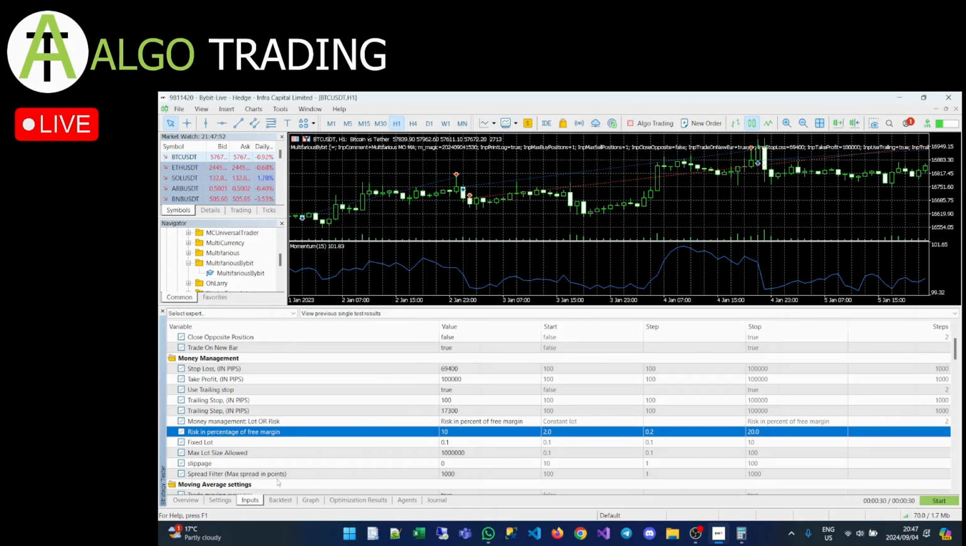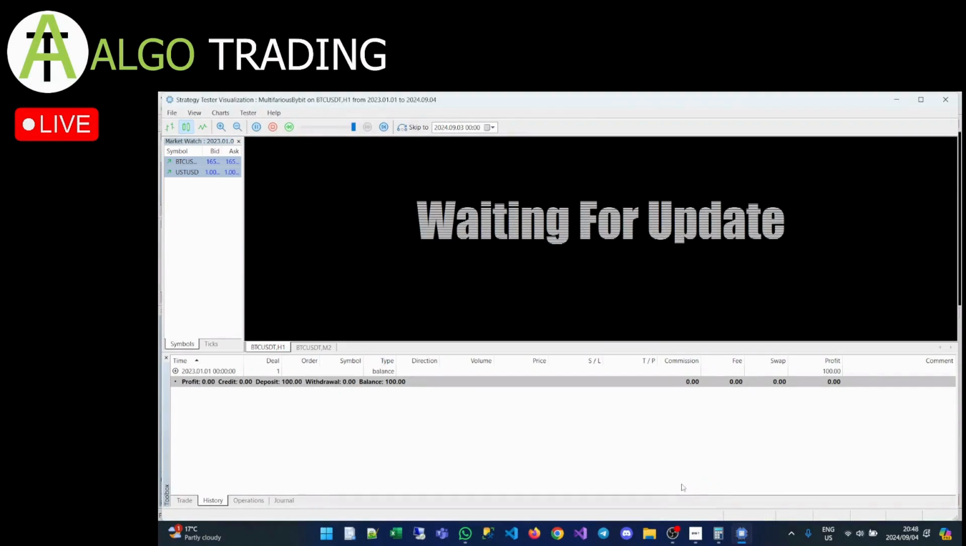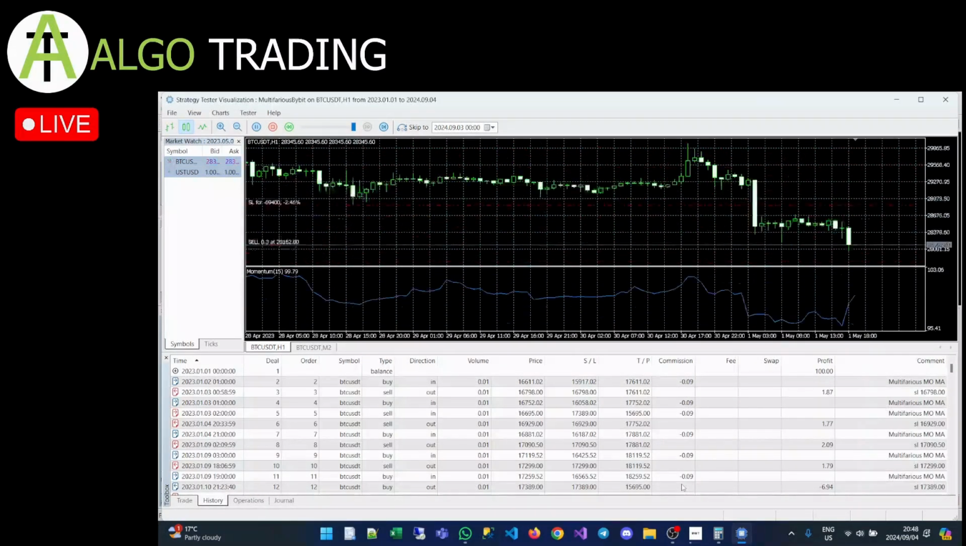Okay, so now I'm going to run the algo using auto incrementing of the lot size based on your free margin, or auto adjusting of the lot size based on your free margin, because I wouldn't say increment, because if you take some losses you also want it to adjust down as well. So now I'm going to run this back test. Okay, we're just going to let it run.